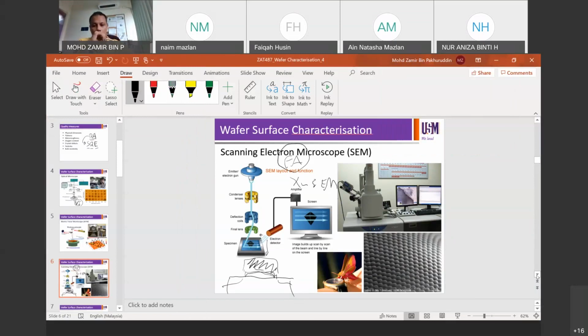At the bottom I just put a picture here, yes. What do you see down here? What do you see in this picture? The picture at the bottom. Let me change to red so that you can see clearly. What do you see here in this picture? What do you see?